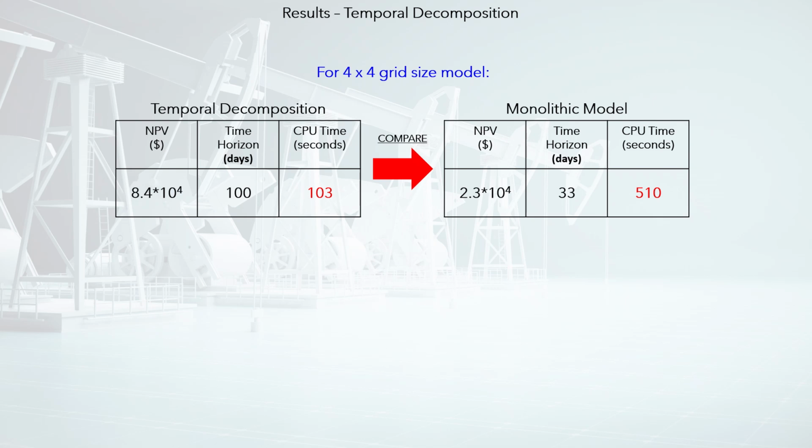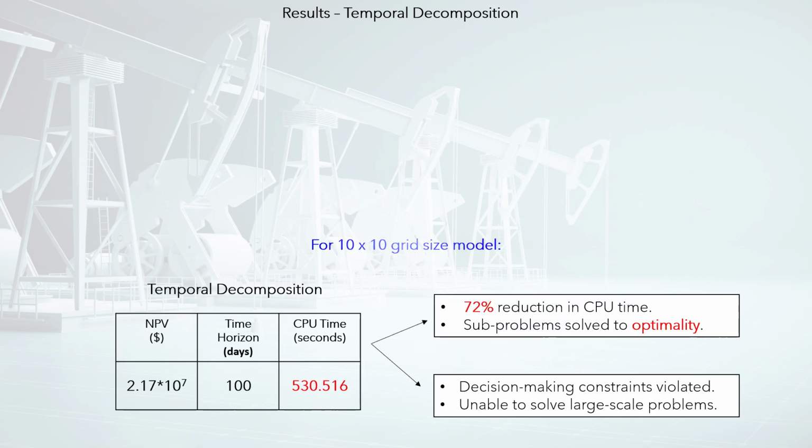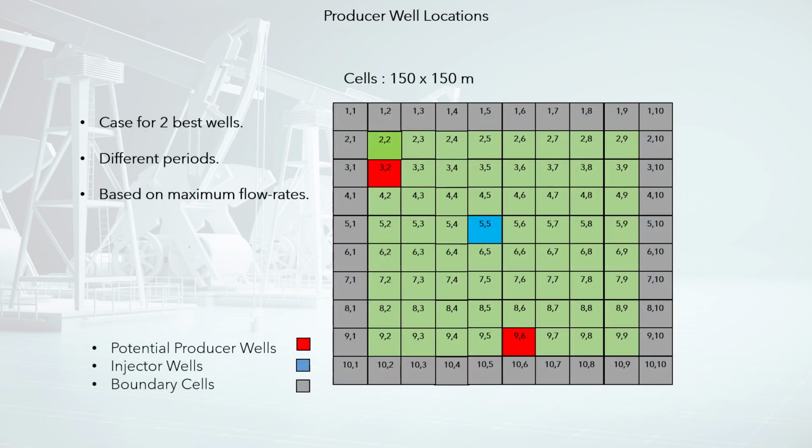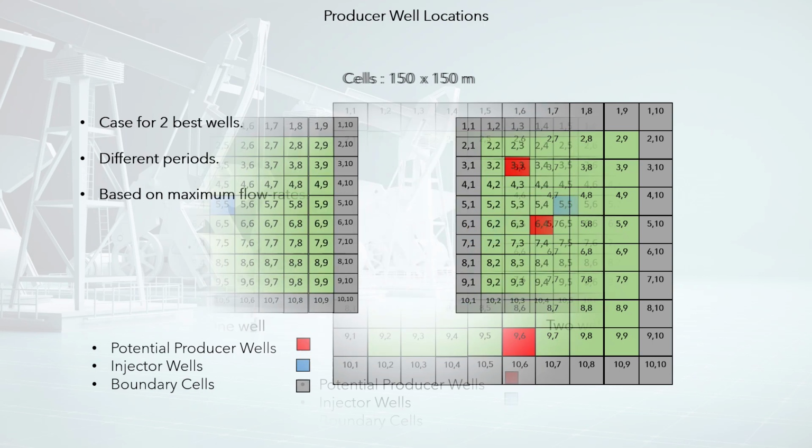It should be noted that, due to the MINLP nature of the problem, an algorithm may not be able to solve it in a finite time. If this occurs, the solution approach costs money to the company that operates the oil field. Another result is cells 150 by 150, two best wells, different periods, and based on maximum flow rates.